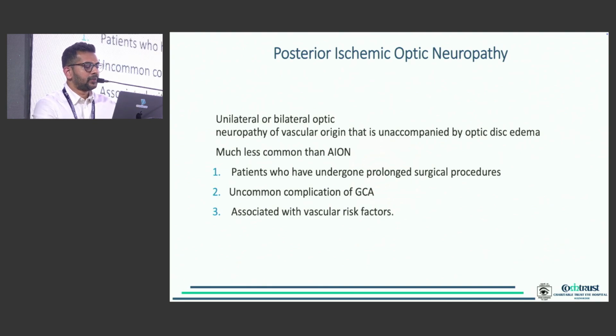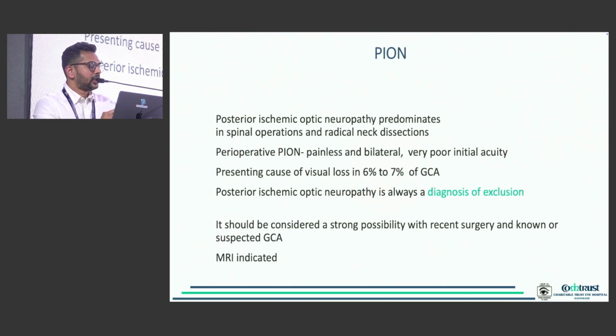Coming to the posterior ischemic optic neuropathy, in this case the patients usually don't present with disc edema. They usually present in 3 settings. One is patients who have undergone prolonged surgeries such as spinal surgeries or radical neck dissection. It can also occur as a very uncommon complication of GCA, and it can be associated with other vascular risk factors too. Usually in perioperative PAON, they present with painless bilateral marked blurring of vision with no evidence of any disc edema. So the only positive findings will be the blurring of vision and afferent pupillary defect.